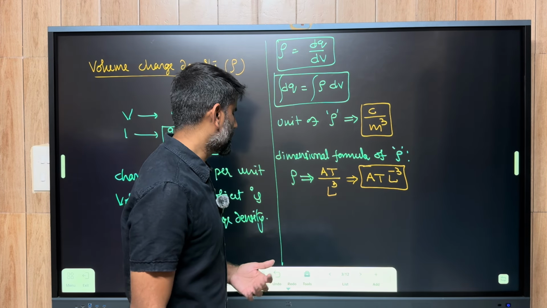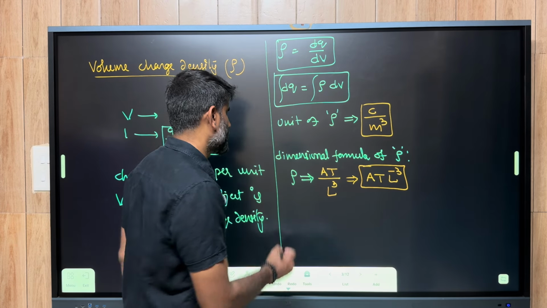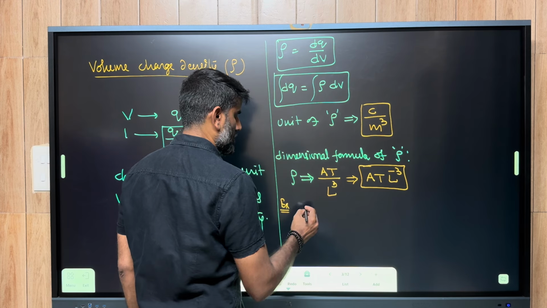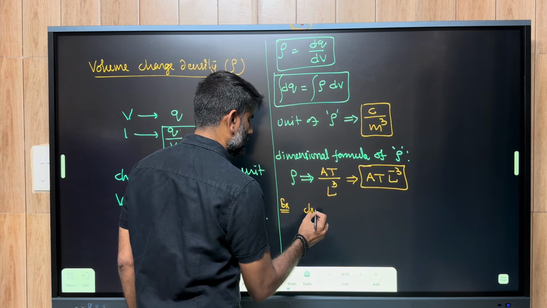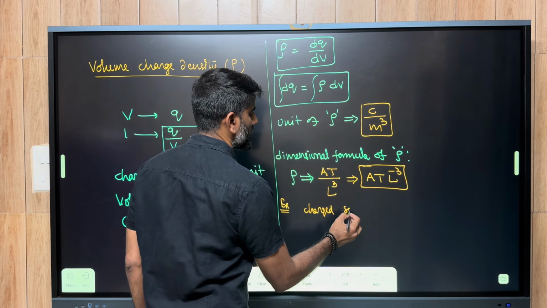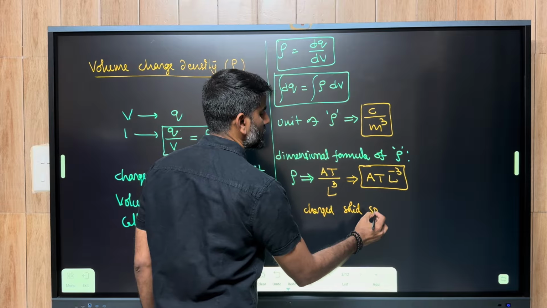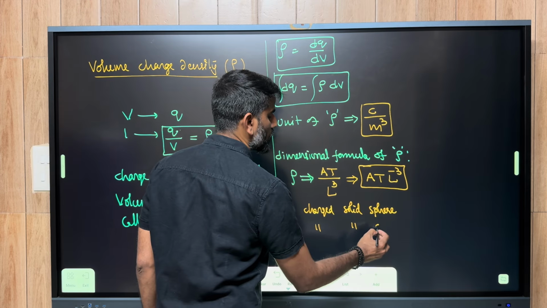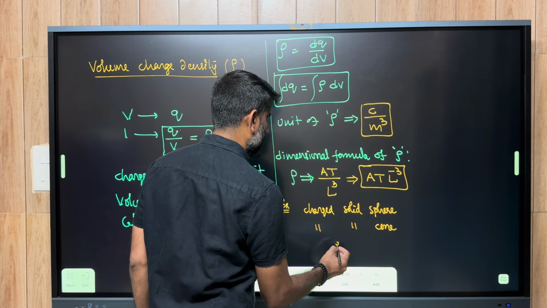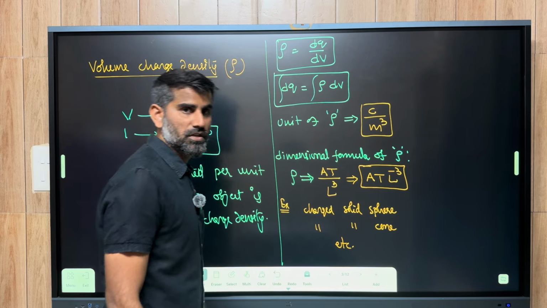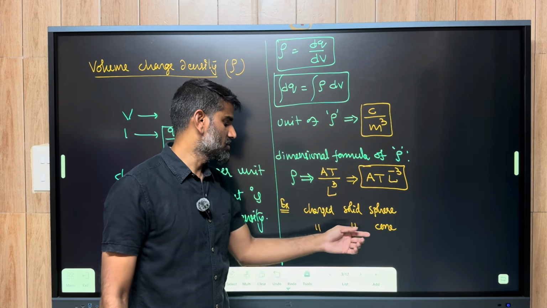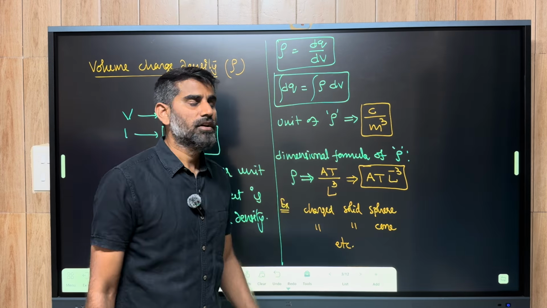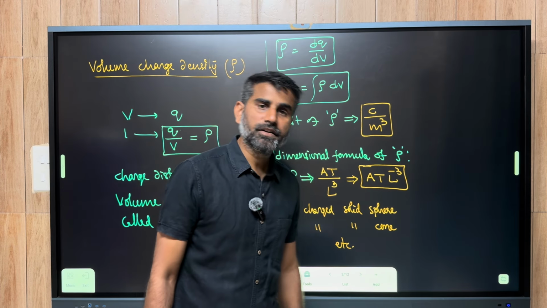Now the question is, where can we use this volume charge density? For example, a charged solid sphere, a charged solid cone, etc. While studying such objects, we use volume charge density.